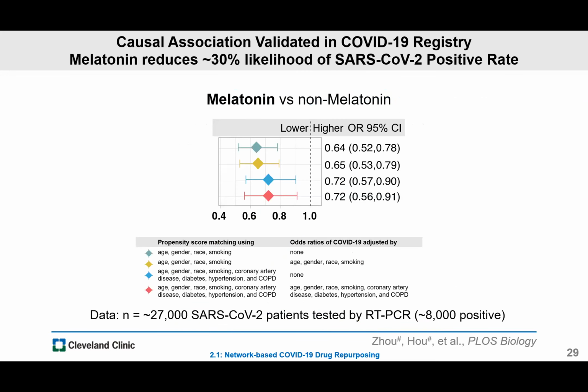For example, this shows the preliminary data we published last year. What we show here is that melatonin was significantly associated with about a 30% reduced likelihood of a SARS-CoV-2 positive rate by RT-PCR testing, compared to non-melatonin users, after we adjusted for all possible confounding factors. Here we tested 4 different statistical models, adjusting for different confounding factors, which we highlight here.